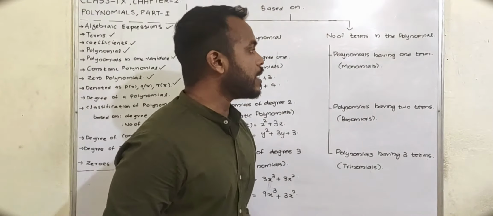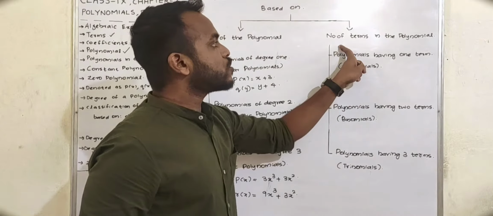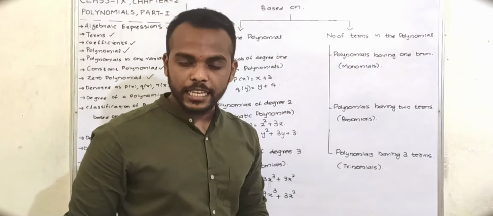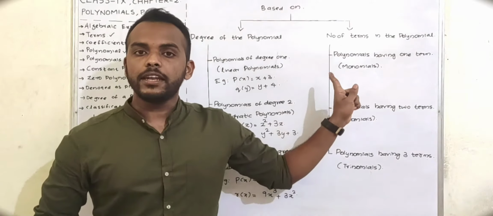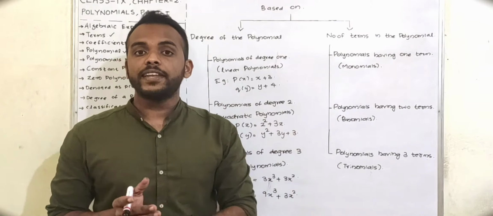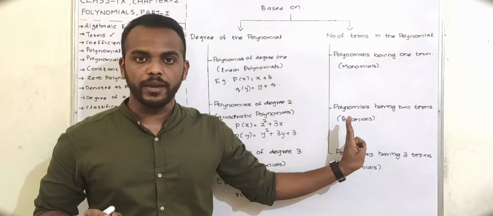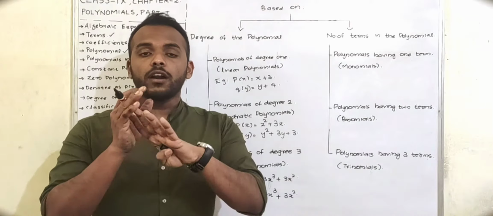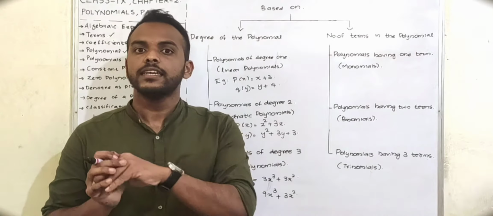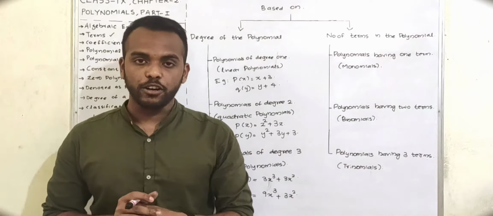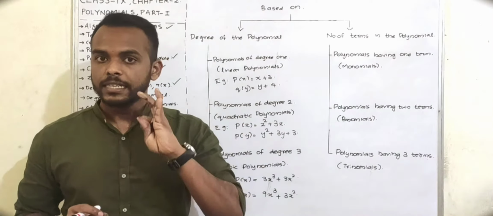Now let's see what's the other classification. It's based on the number of terms in the given polynomial. If the polynomial has just one single term, it will be called a monomial. If it has two terms, it's called a binomial. If the polynomial has 3 terms, then it can be called a trinomial. So monomial, binomial and trinomial.